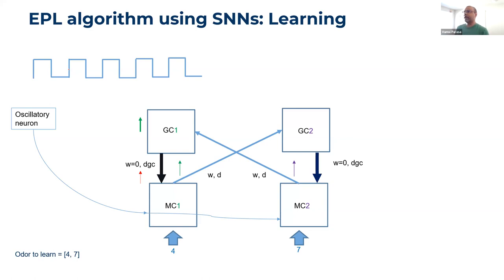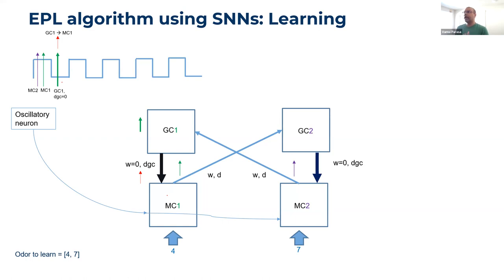So during the training, what happens is, say your MC2 spikes in the on phase when MCs are on, and after a little bit after that, the MC1 spikes. And after some time due to the delays, when the MCs are off, the GCs spike. That's how the delays in this network are designed. Initially the delay is zero. The delay from the GC1 to MC1 is zero.